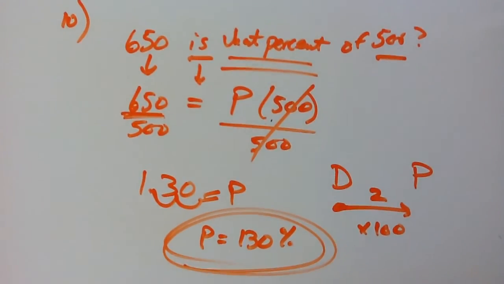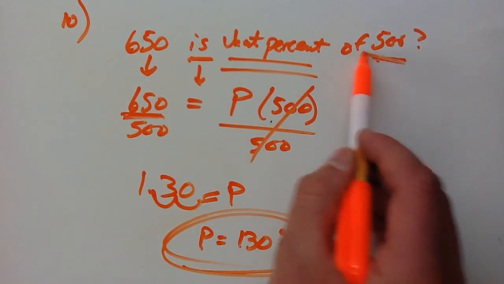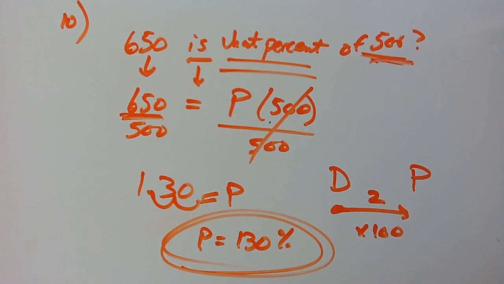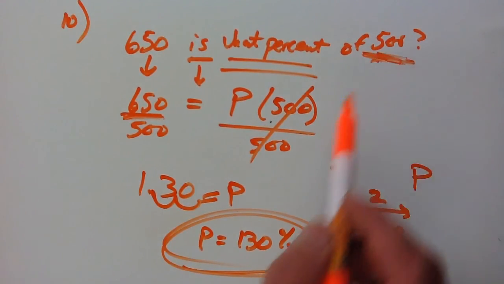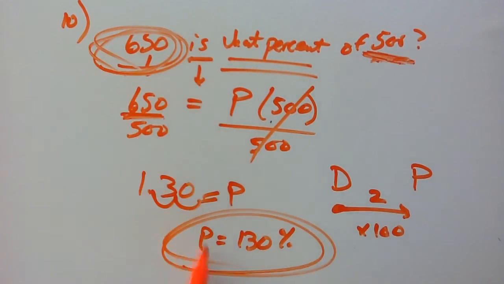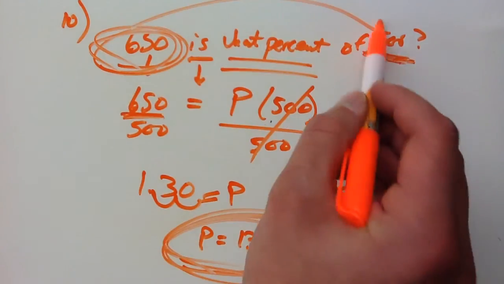130%. Right? So 650, isn't that number bigger than 500? Yeah, it's bigger than 500. And so I would expect my percentage to be some percentage over 100, right? Because I'm taking more than a whole. I'm taking more than 500. I'm taking 650. So 650 is 130% of 500.